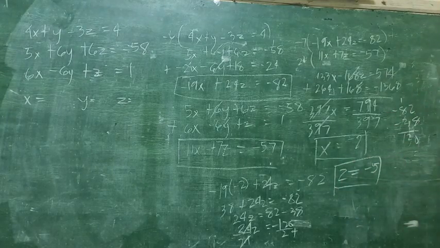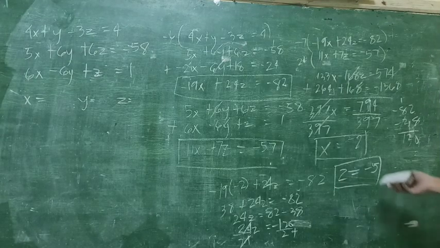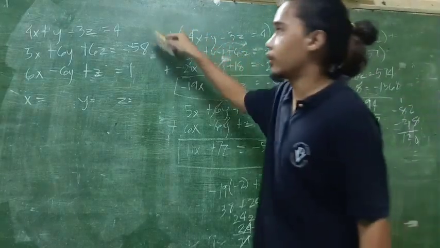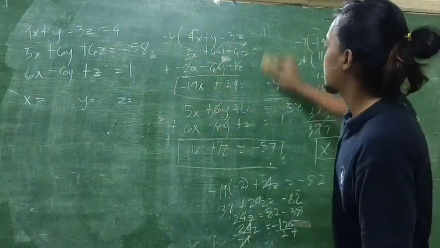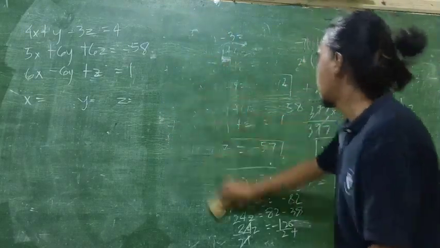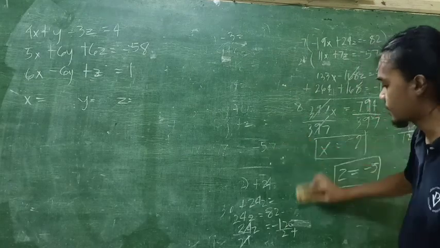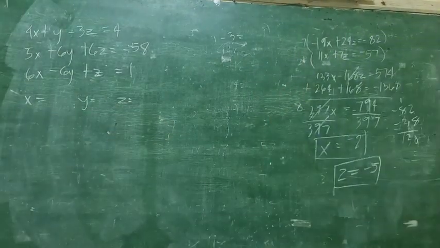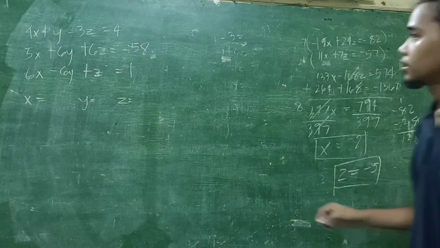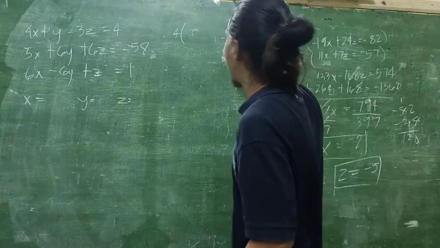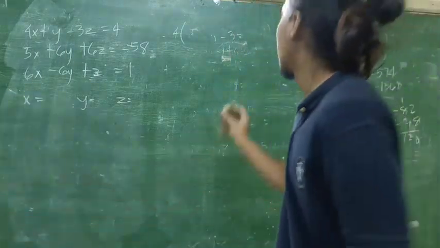Now that we have our z and our x, we just simply substitute these two into each of these equations to find the value of our y. So let me erase this. Let us use the first equation. So 4 times the value of our x, which is negative 2.